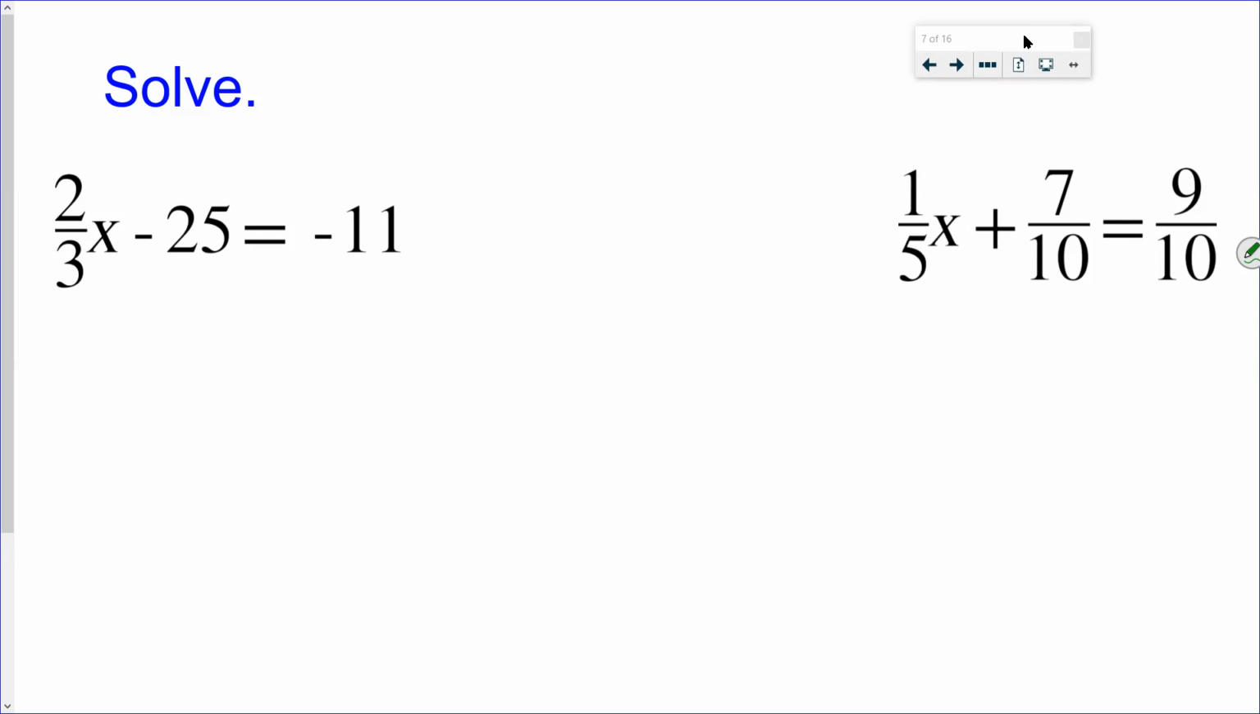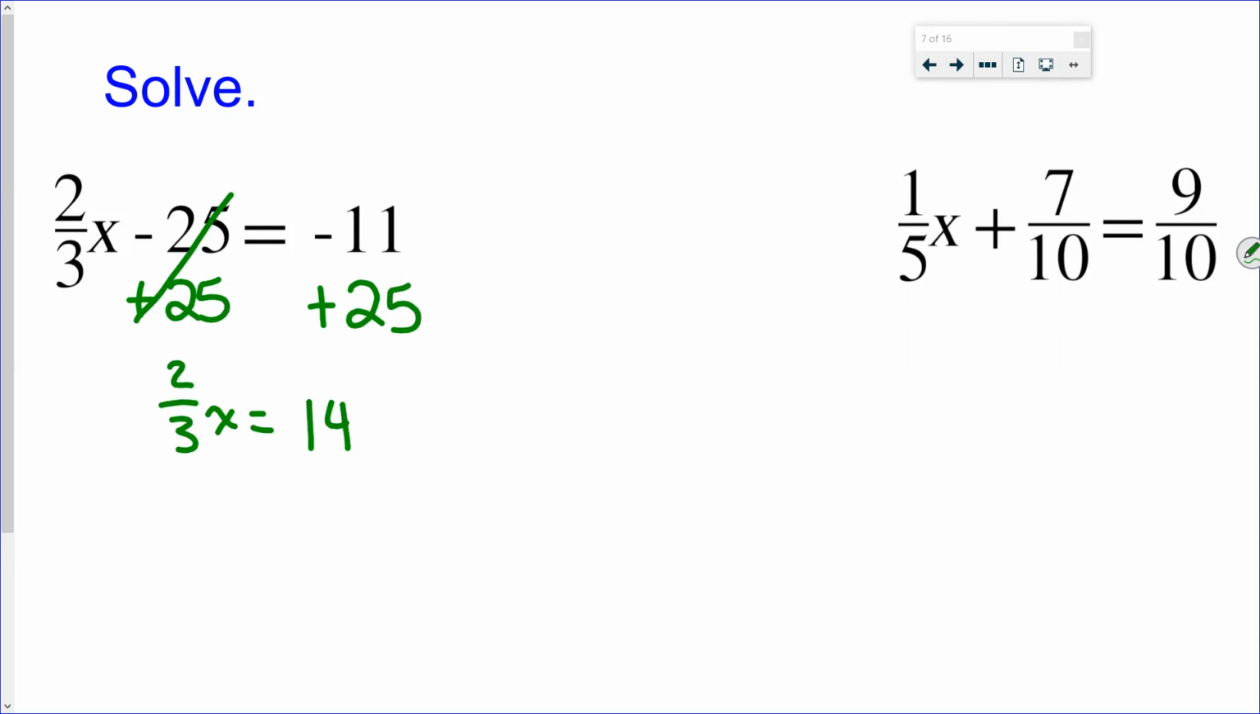We have a number attached to a variable, so we have 2/3 times x minus 25. We need to get x by itself, so let's move the 25 to the other side of the equal sign. Remember, to do that we need to do the inverse operation. The 25 is negative, so we're going to add 25. Those go away, and we add 25 over here. Leaving me on the left side with 2/3 x equals negative 11 plus 25. That would give us 14.